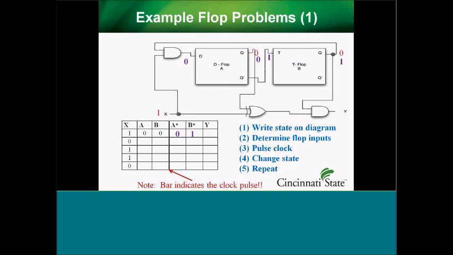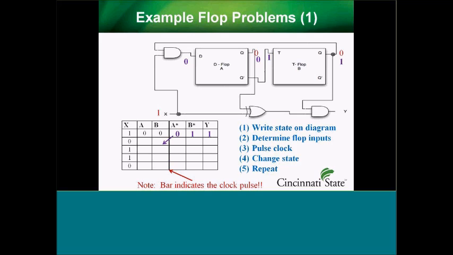Now, if I want to calculate Y, I just go down there and look at the gates. I've got a 0 and a 1 going into the XOR. That gives me a 1. I've got a 1, 1 going into the AND gate. That gives me a 1. Y is 1. Then I'm ready for the next piece of data.